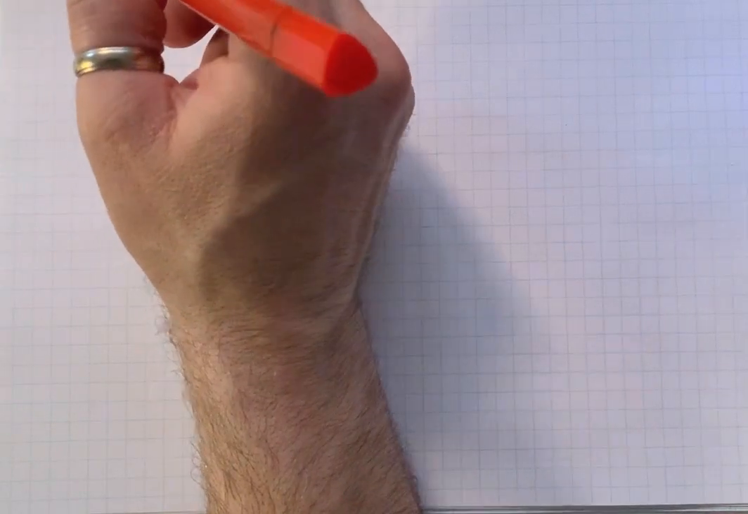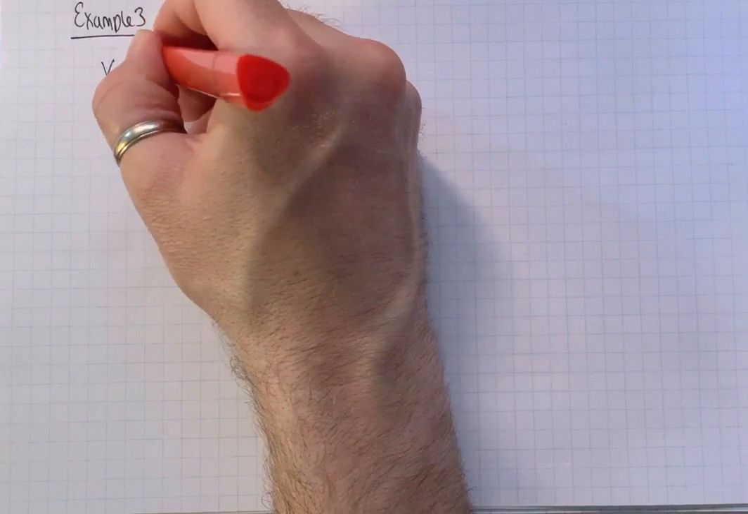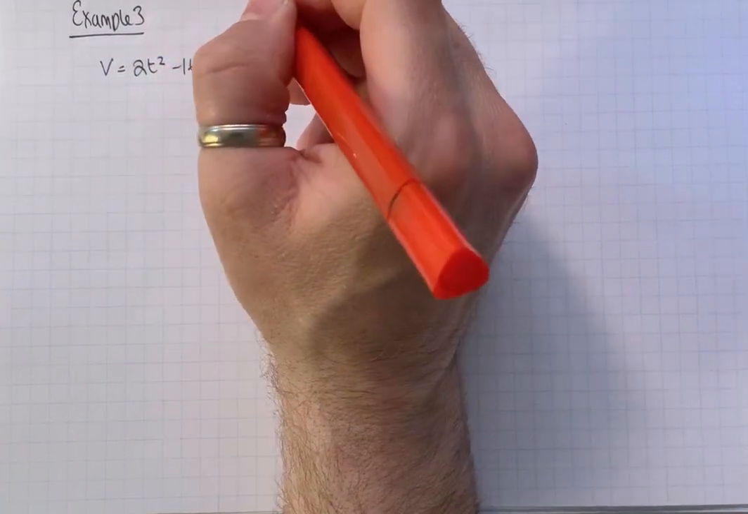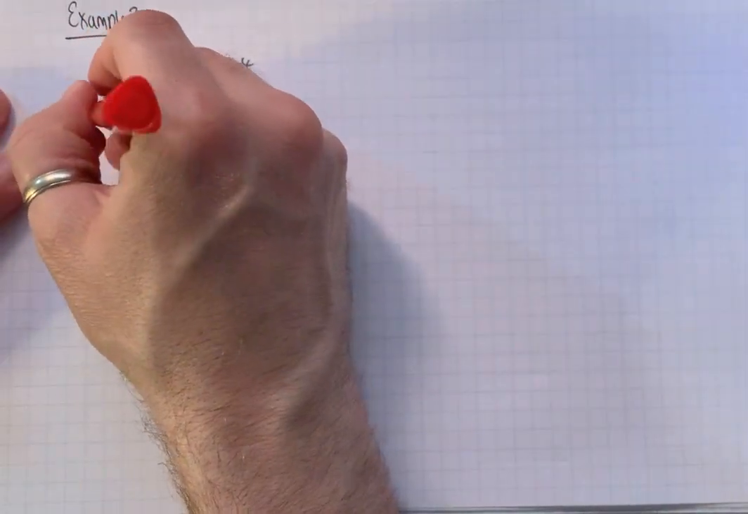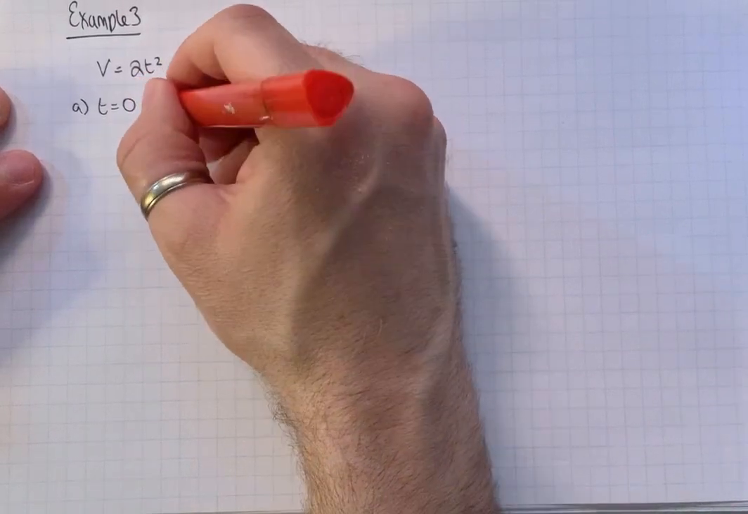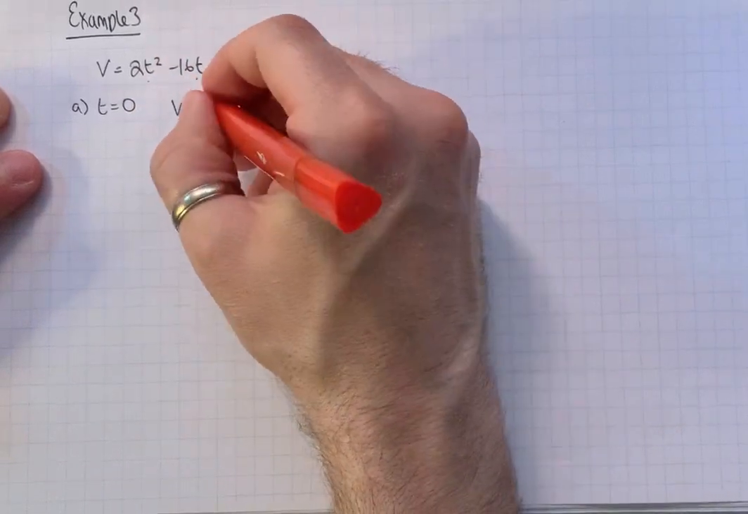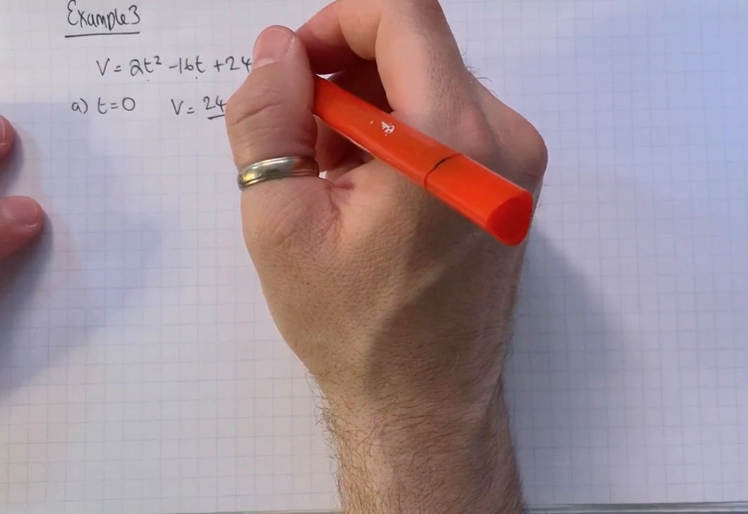In this example, we're told that the velocity v is given by 2t squared minus 16t plus 24. We're asked to find the initial velocity. Well, the initial velocity is when t equals 0. So the initial velocity, which we sometimes call u, but we'll keep it as v, is going to be 0, 0, 24. So the initial velocity is going to be 24 meters per second.